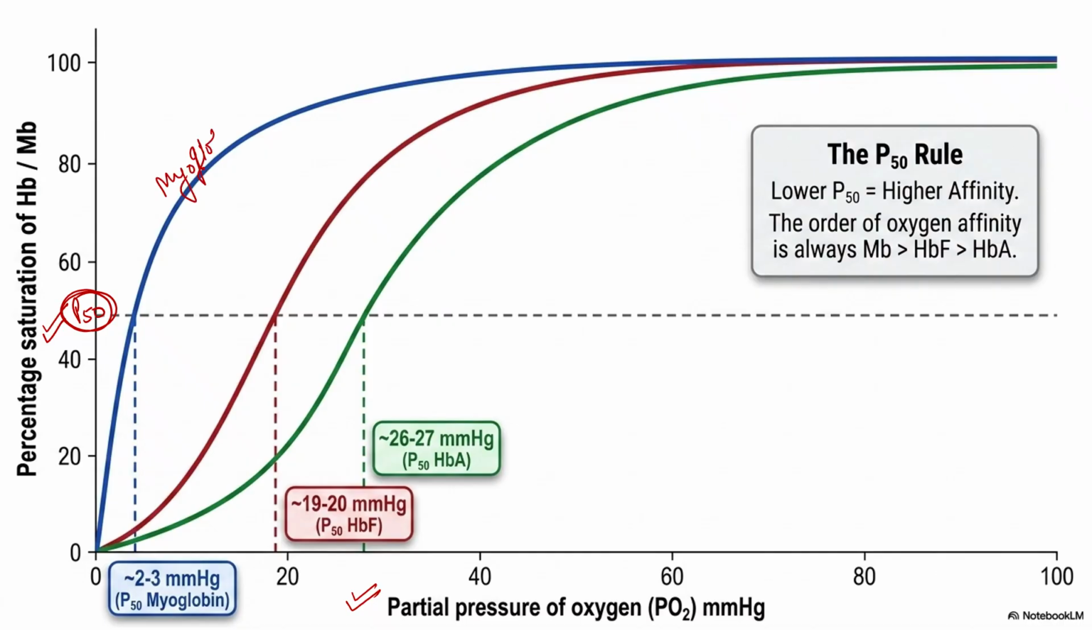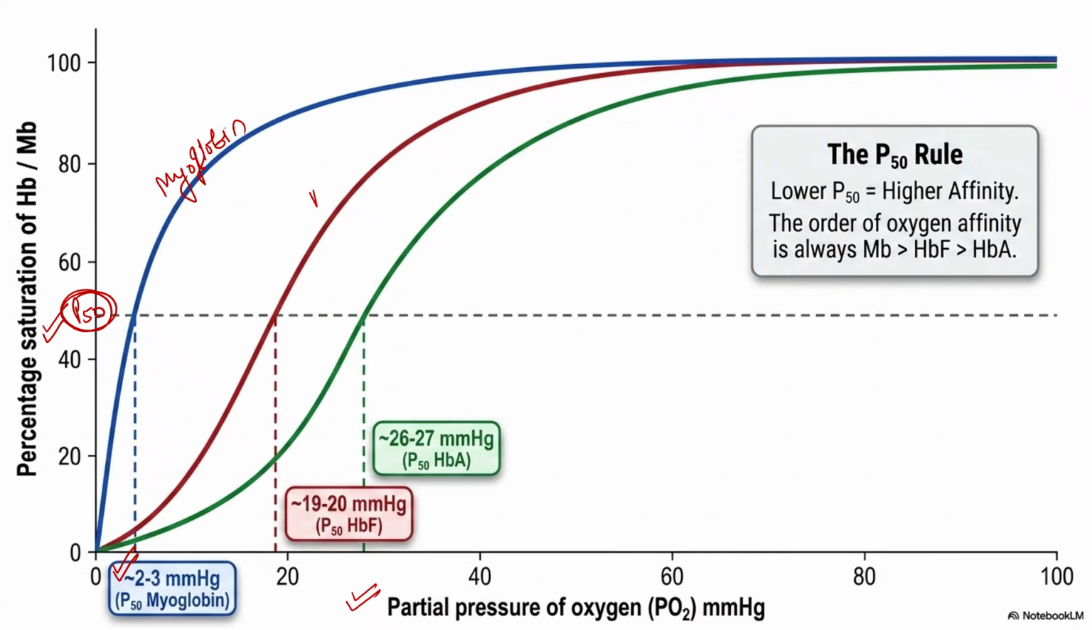If you see, this is for myoglobin. The myoglobin curve gets 50% saturated at a partial pressure of 2 to 3 mmHg. It means the P₅₀ is less. If P₅₀ is less, it means it has very high oxygen affinity. Is it clear? If it becomes 50% saturated at a very low partial pressure of oxygen, it means it has got very high affinity for oxygen.